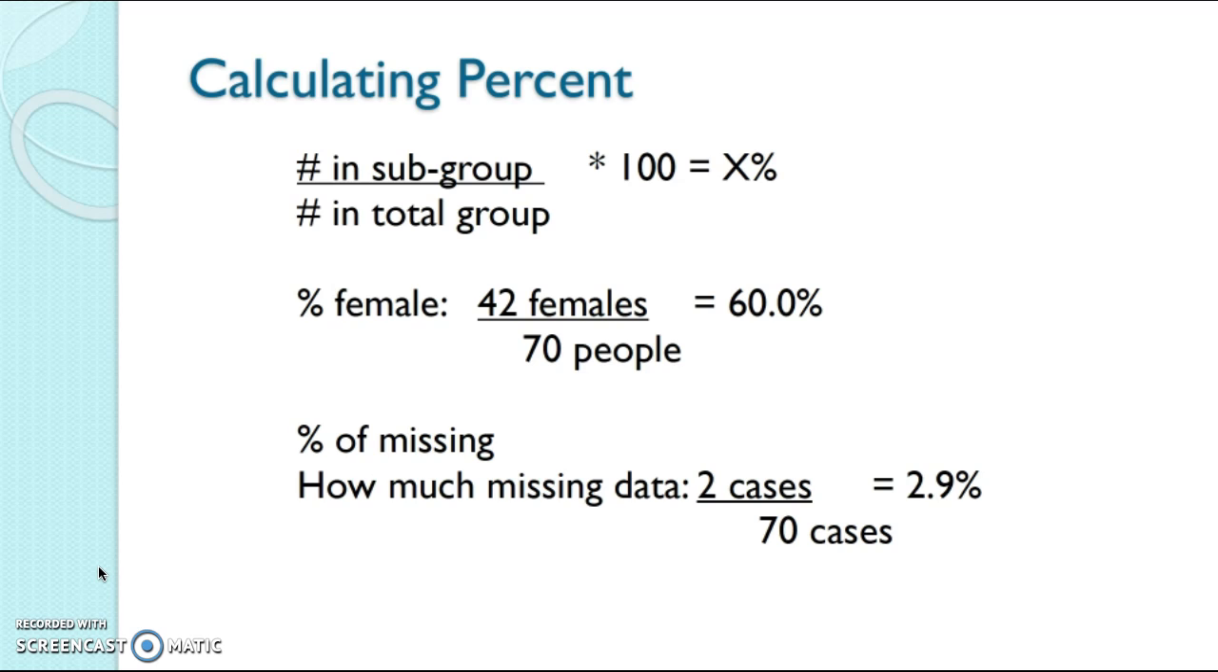I also want you to be able to calculate a percent. So we usually think of a percent, and this will connect to looking at frequency tables. The number in the subgroup divided by the total group times 100. If you're looking for what percentage of the sample is female, so let's say there were 42 females out of 70, that is 60%.